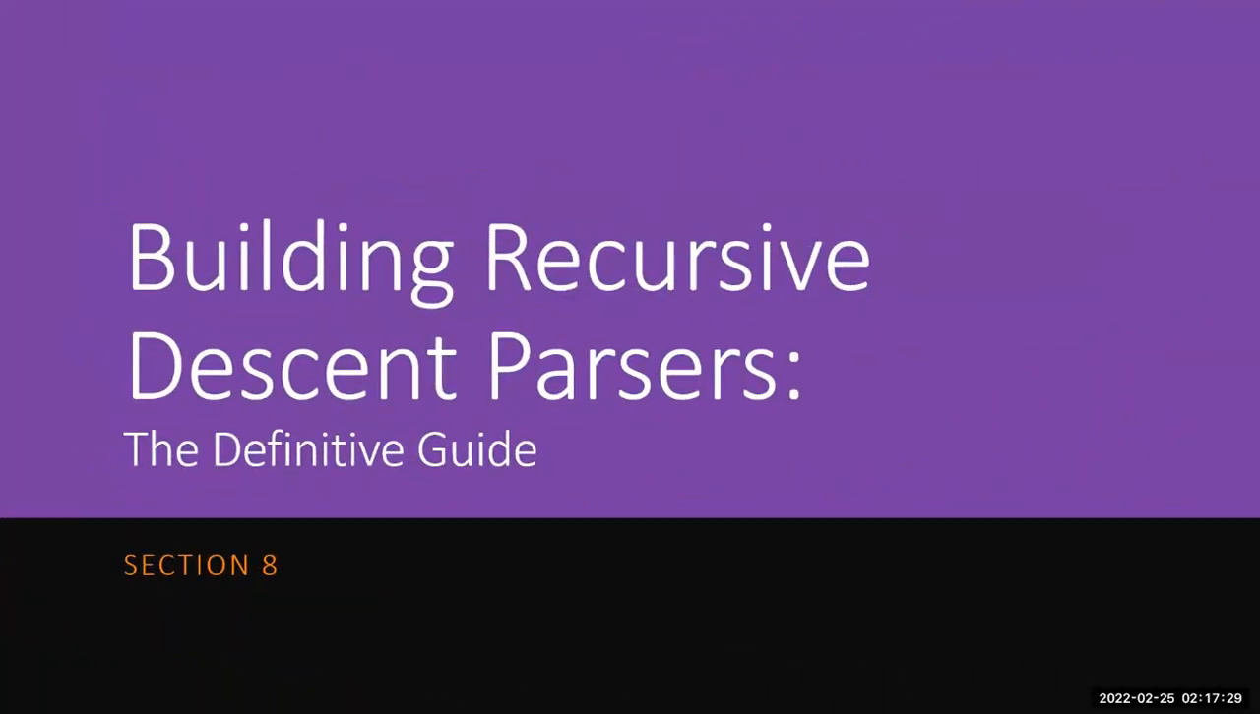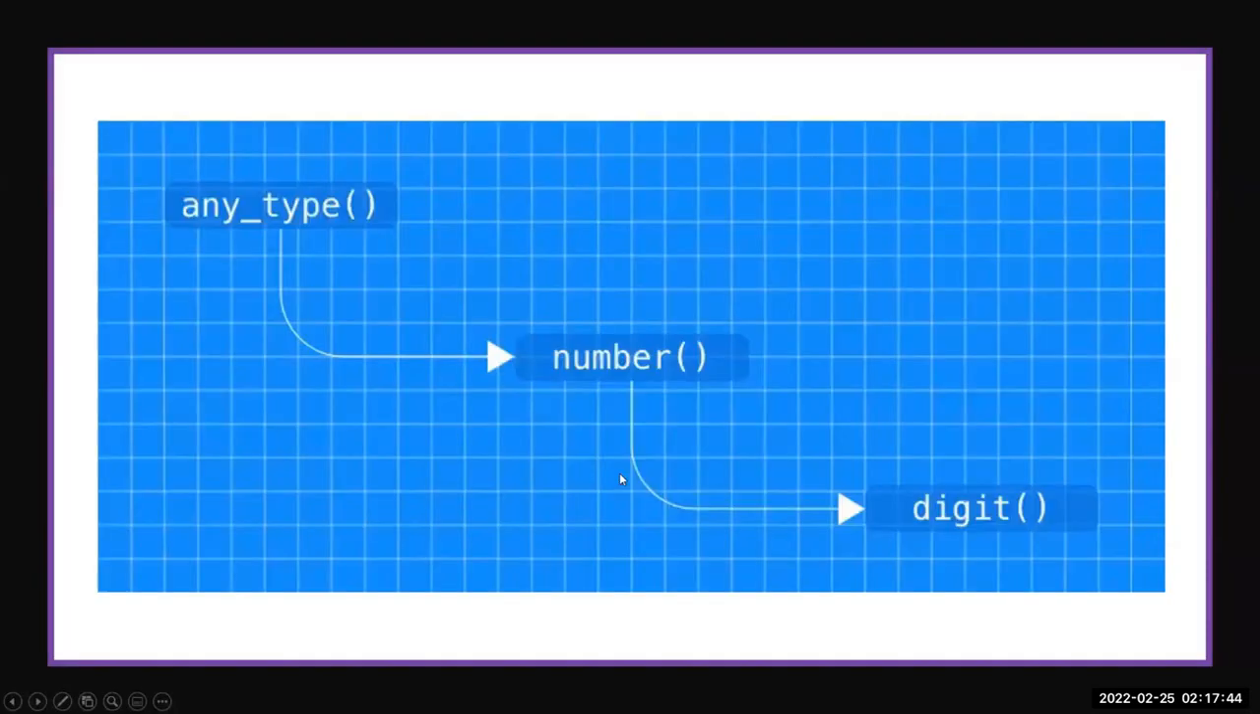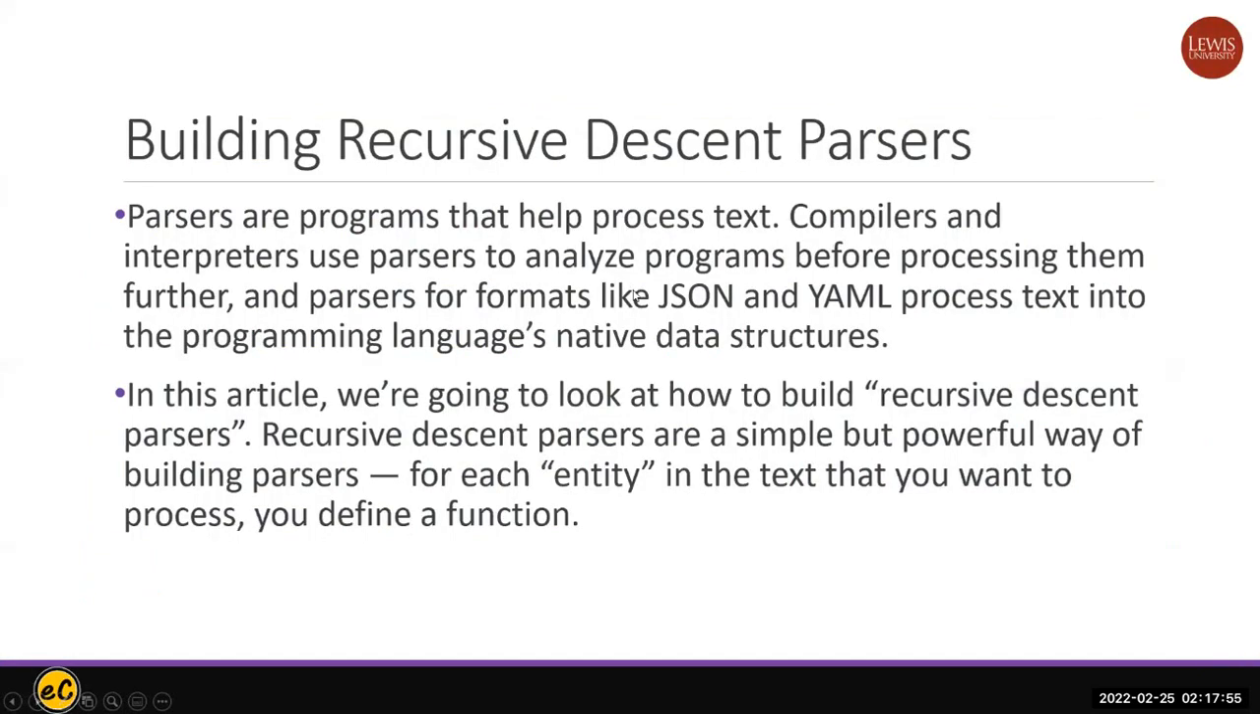Section 8, building a recursive descent parser. We have already finished the theoretical part for the parsers. Now let's look at how to build a recursive descent parser. So we need to check the type, number, and digit, and actually perform the evaluation as well.